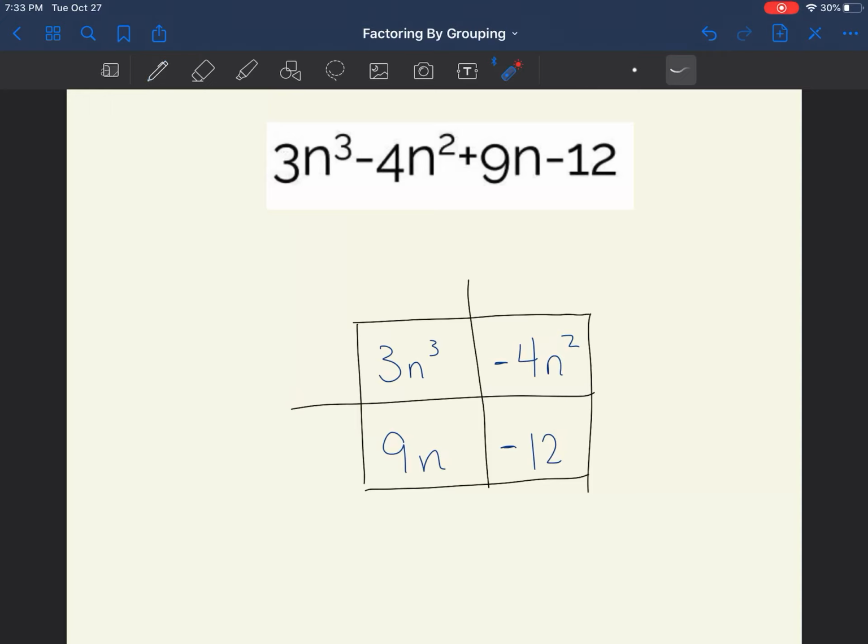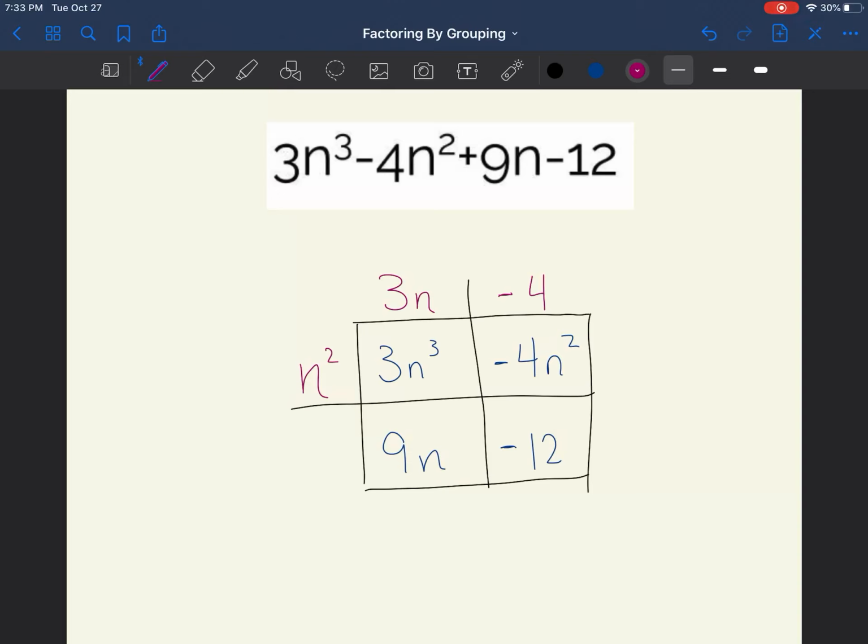So up top, factoring out from here. Well, 3 and negative 4 are relatively prime. There are no common factors there except 1. So I'm just going to look at n to the third and n squared. I can factor out an n squared there, and that's it. If I divide out n squared, that leaves me with 3n, and over here, that leaves me with negative 4.